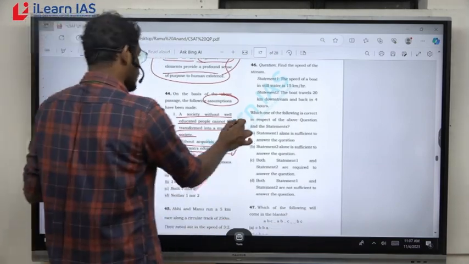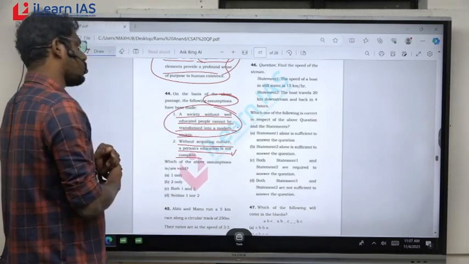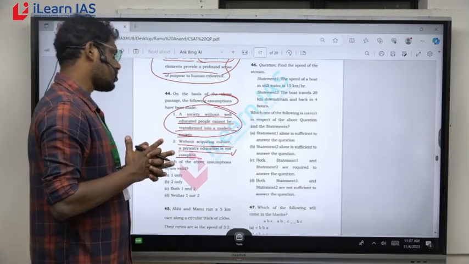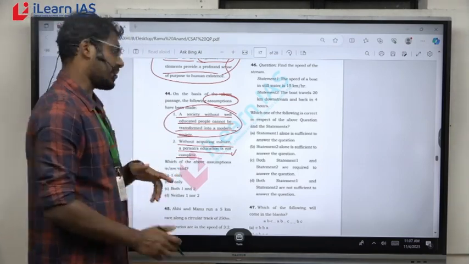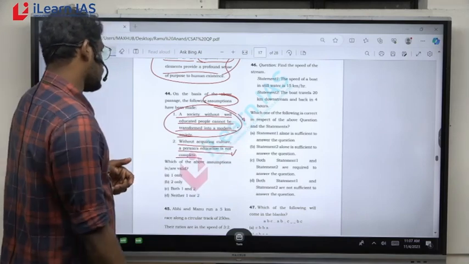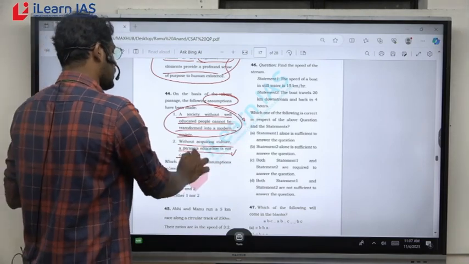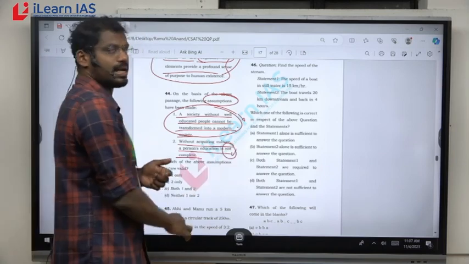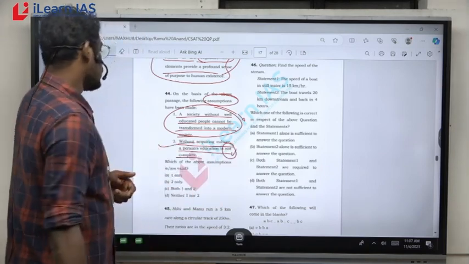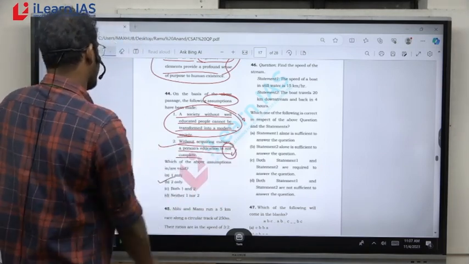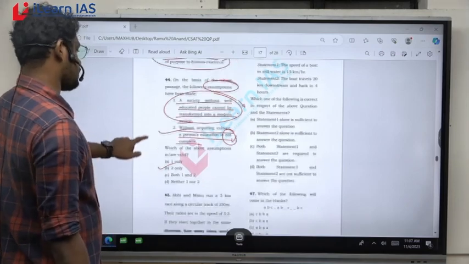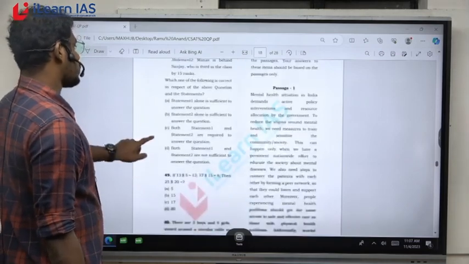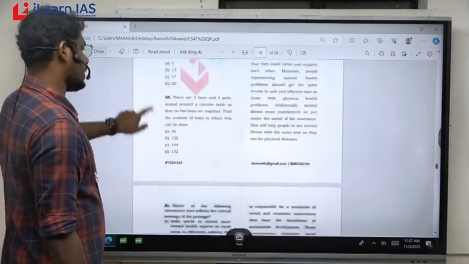Hence, we cannot say that a society without well-educated people cannot be transformed into a modern society. This cannot be an appropriate one. Without acquiring culture, a person's education is not complete. So that's valid and that's correct. So we can go with option B2 only for question number 44. Moving on to question number 51.